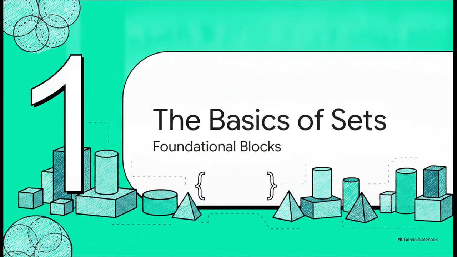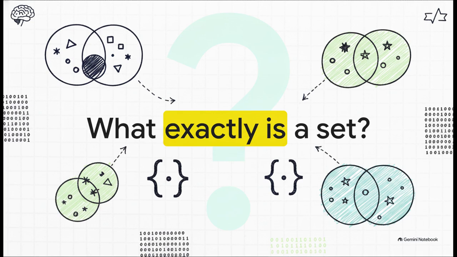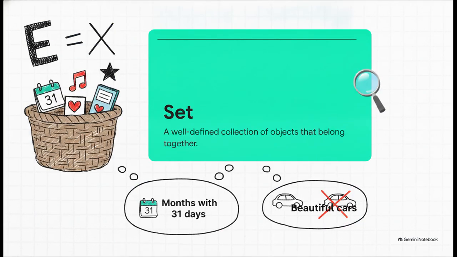Section 1. The basics of sets. Okay, let's dive into this. We hear the word thrown around a lot in math, logic, and even computer science. But if we strip away all the complex formulas and the jargon, what exactly is a set at its absolute core? Well, a set is simply a collection of objects that belong together. Think of it just like a basket. Everything you toss inside that basket belongs to that specific set, and we call those objects elements or members.